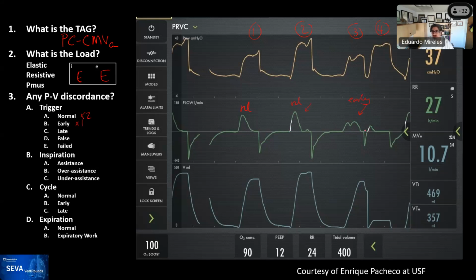And this one over here is triggered normally also by the ventilator, but it's a double trigger pattern. And this is a classic. We've seen a lot of this in SEVA VentRounds. Early trigger is a classic cause of double triggering or multiple triggering.